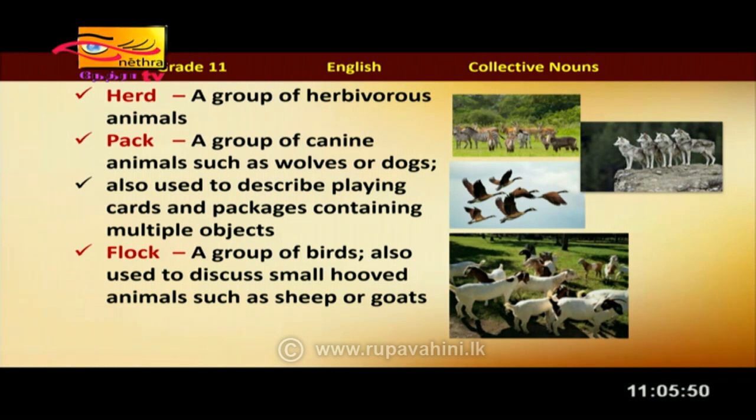The next one, a flock. Yes, flock. A group of birds, we use this flock of birds. And at the same time, we use this collective noun to talk about small hoofed animals. Who are these small hoofed animals? Yes. Now you can see the animals with their horny feet. They make the sound when they walk. All right. So, flock of sheep, flock of goats. So, you learnt three more words: herd, pack, flock. That can be used as a collection. Let us move on to another one.